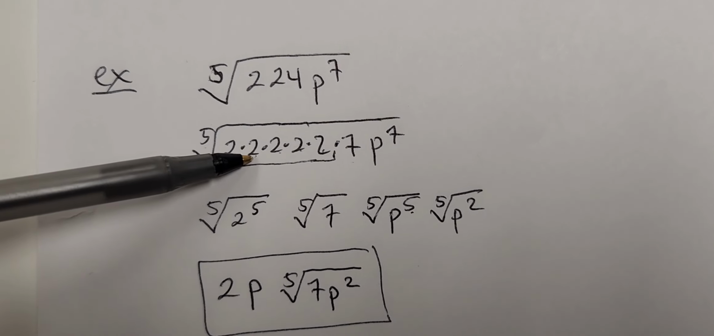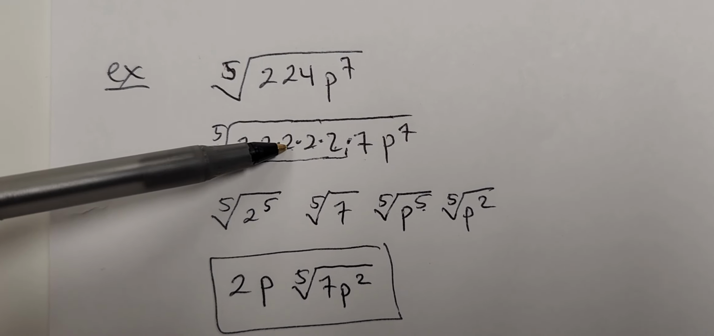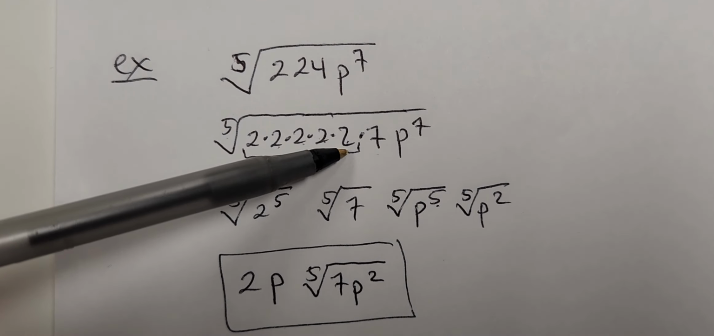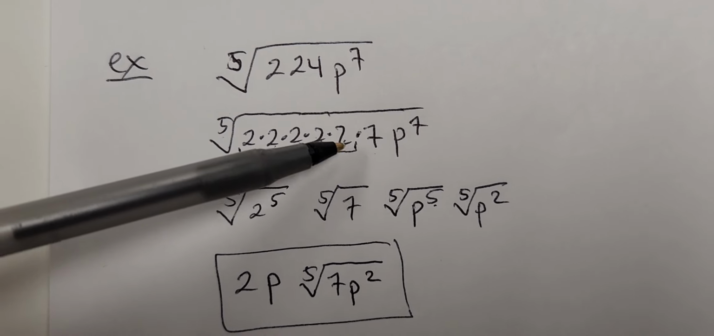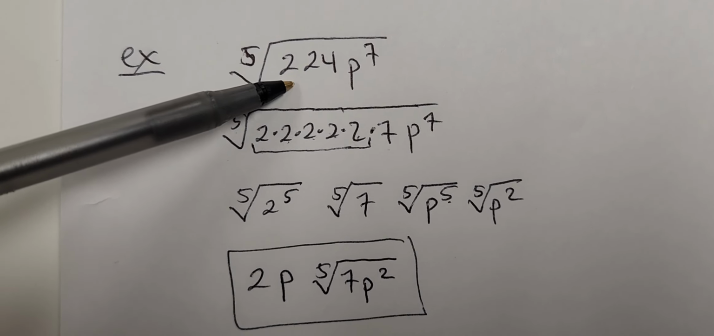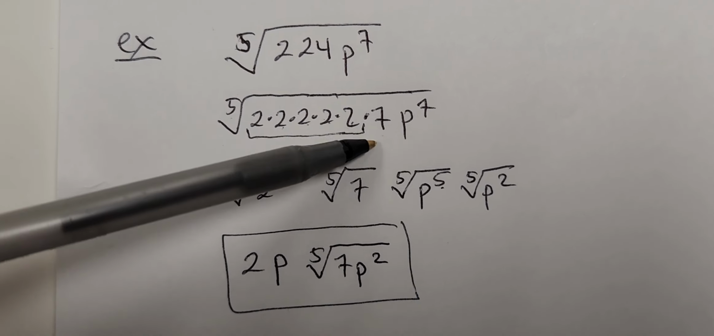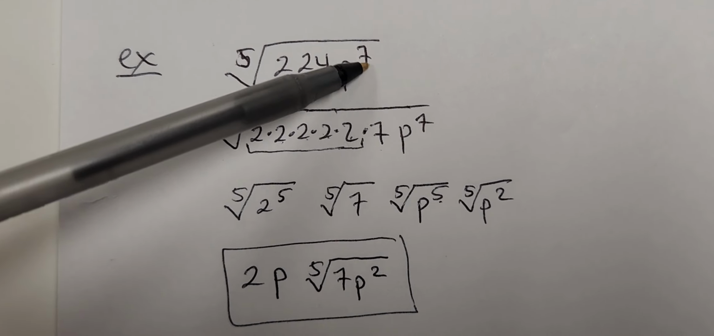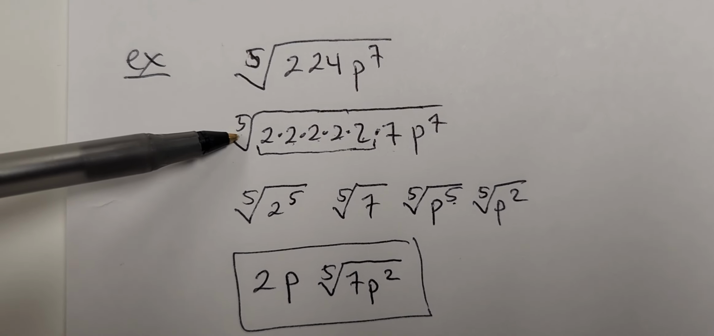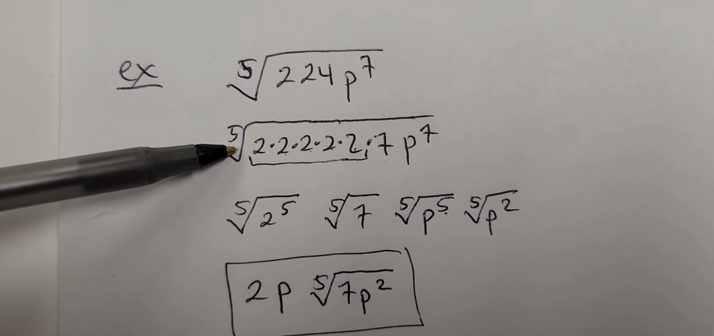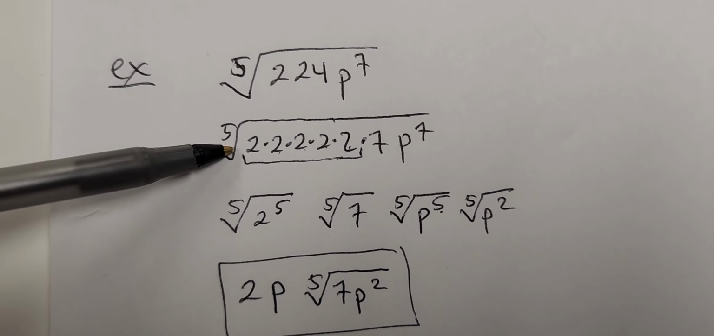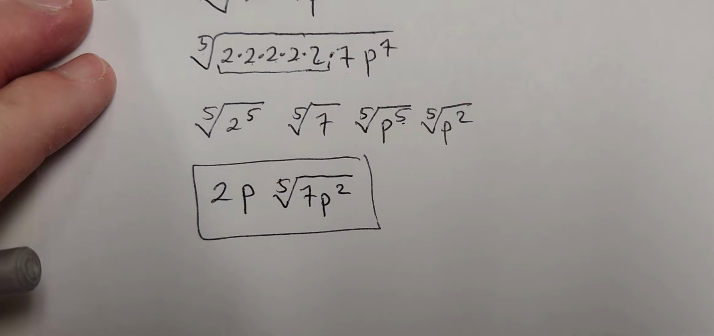2 times 2 gives me 4. 4 times 2 gives me 8. 8 times 2 gives me 16. 16 times the last 2 is 32. And then 32 times 7 gives me 224. Okay, so that's where I got these numbers from. And then bring down the p^7. Again, this small number right here means what number can I multiply and it is repeated 5 times. Okay, and so I broke this down.